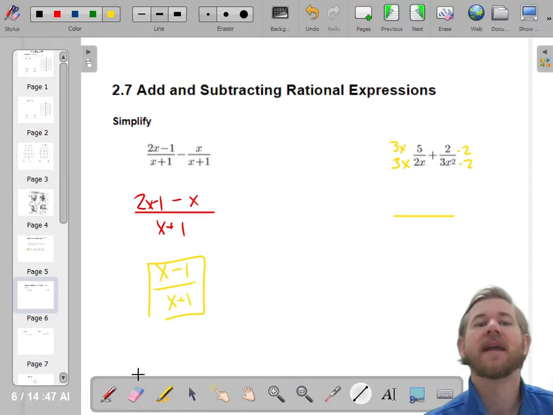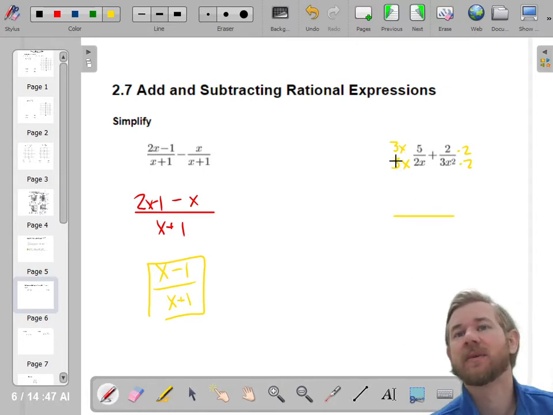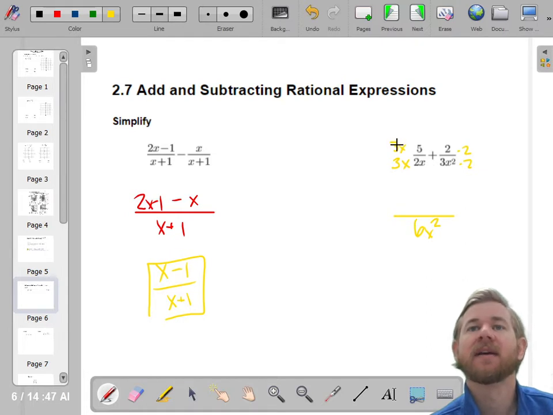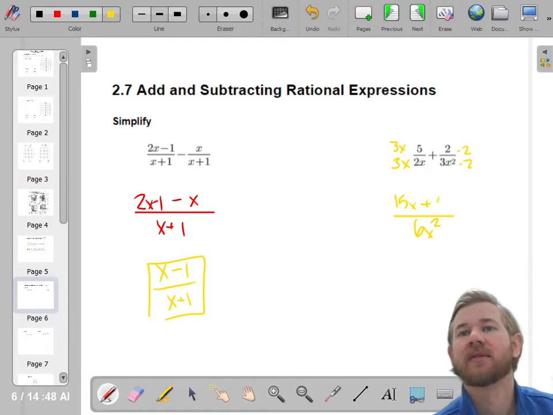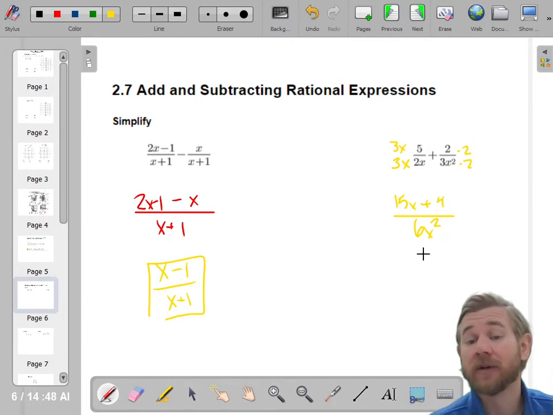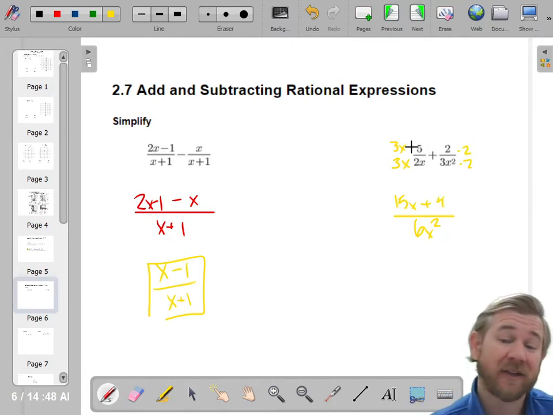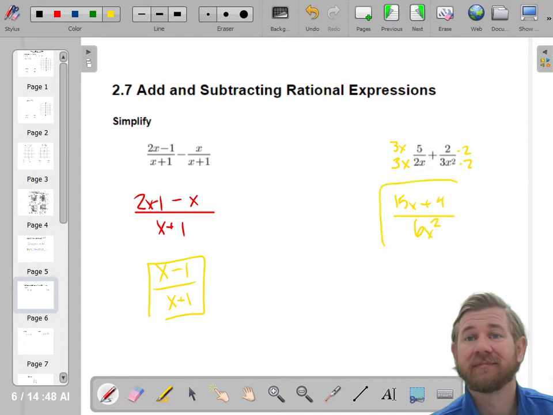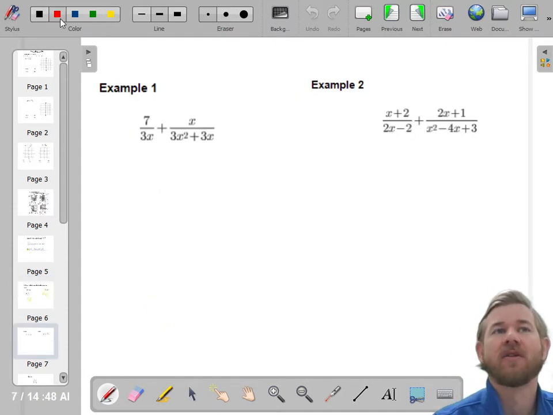Now, when you do that, your denominator will now be 3 times 2 is 6x squared. See, they're both 6x squared in the bottom. This is 6x squared, and that's 6x squared. In the top, I'll simplify. 3x times 5 is 15x, and then I have a plus 2 times 2 is 4. And that's all you can do. If you could factor the top, you might look into it, but since you can't, you're done. That's your answer. So let's do something a little harder now.